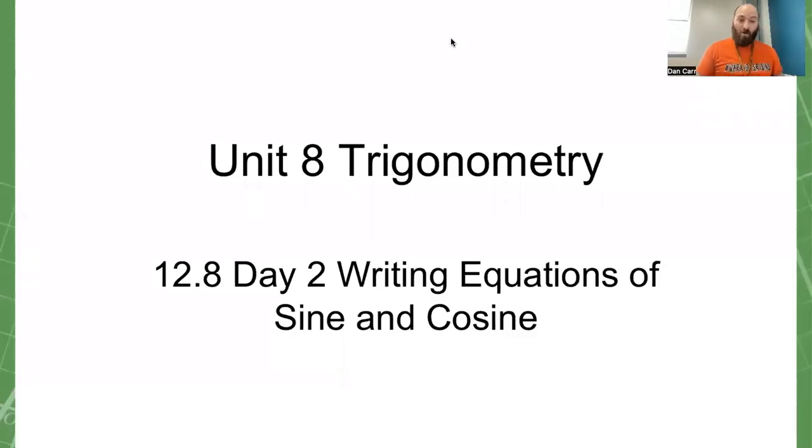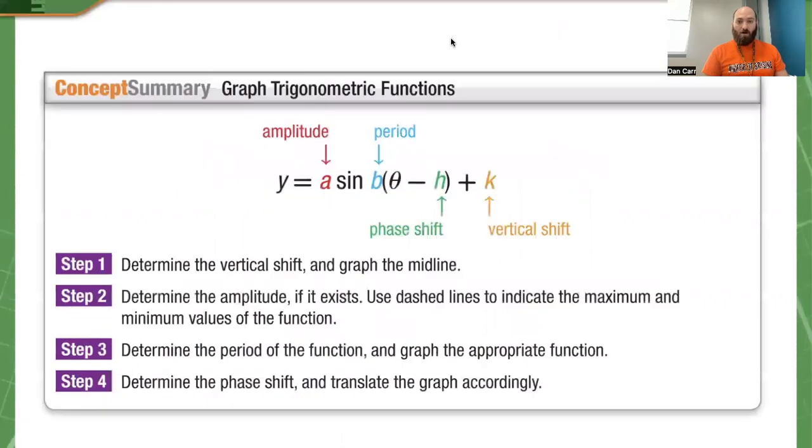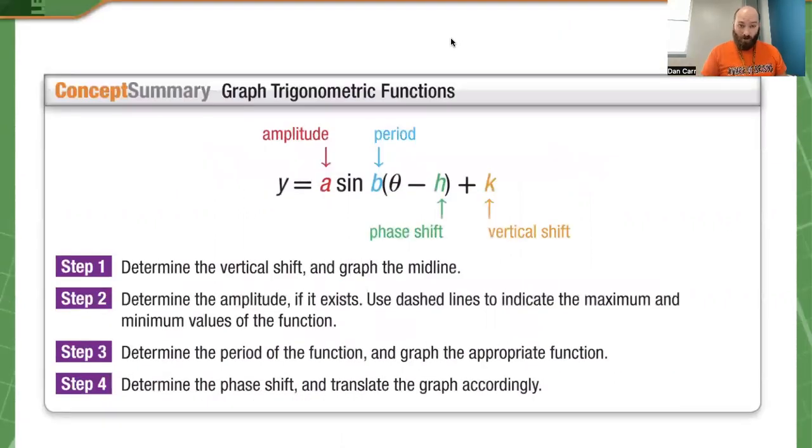Today we're going to be talking about 12.8 day 2. The thing we haven't practiced yet is taking graphs and information and writing our equations out for our sine and cosine functions. Okay, so we're going to start with understanding this is our kind of general formula.